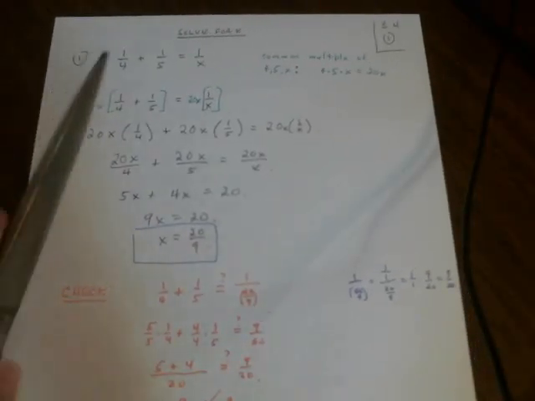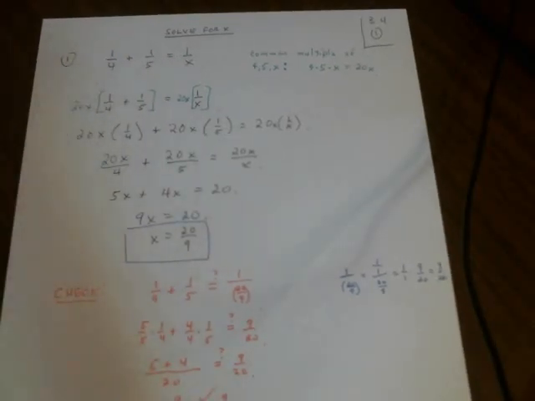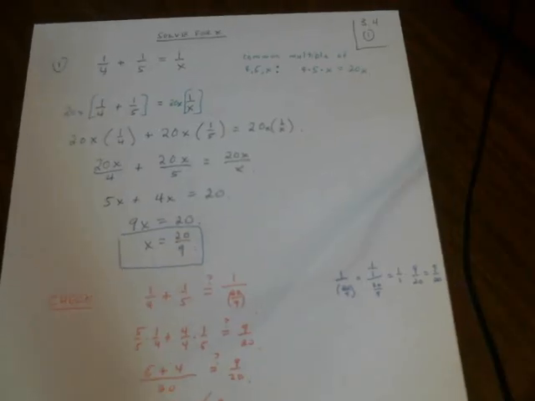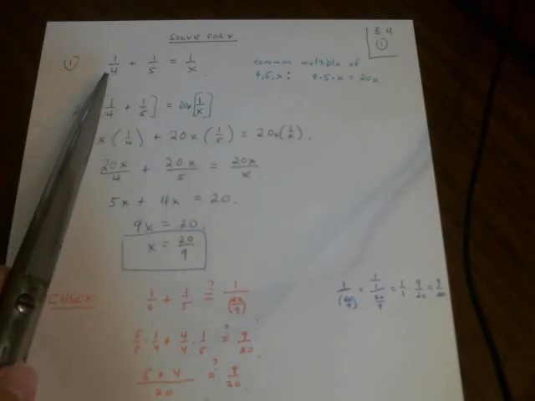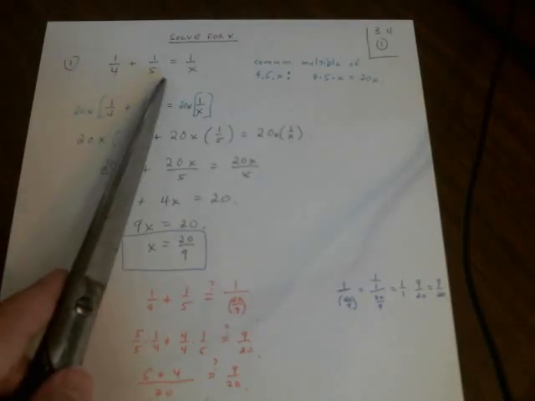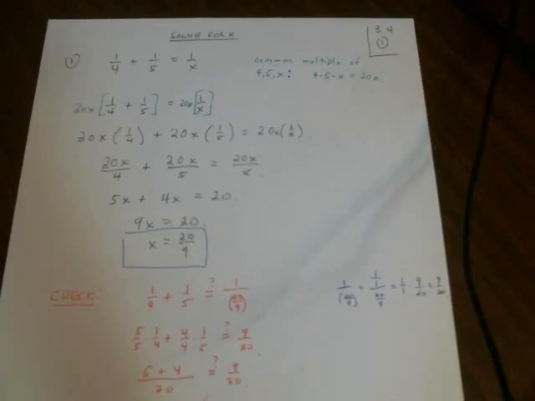So our first example here is, we're going to solve for x, and it's 1/4 plus 1/5 equals 1 over x. And we're going to clear fractions, which means, as we've done before, you can get the common multiple of the denominators by just multiplying them. And so 4 times 5 times x, which equals 20x, is the common multiple of the denominators. You multiply both sides of the equation by that common multiple, that is by 20x, which I've done in green.